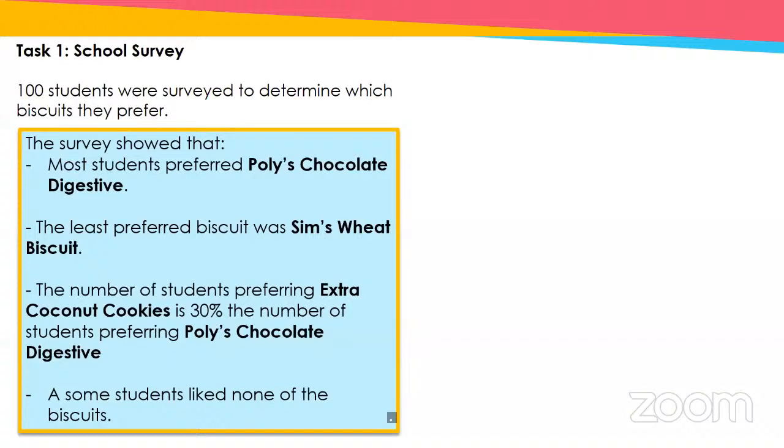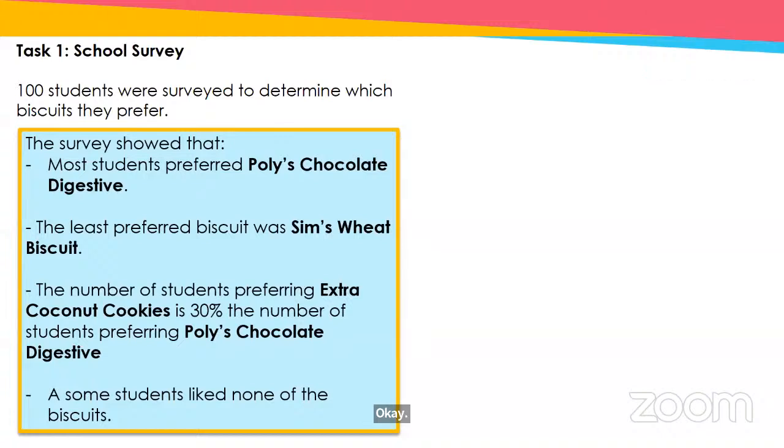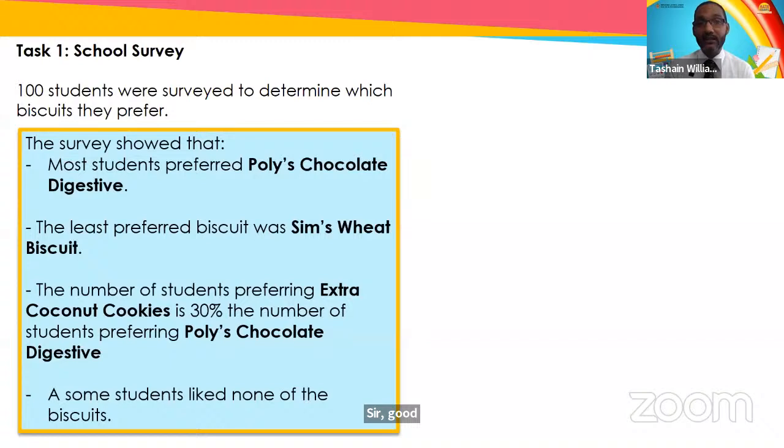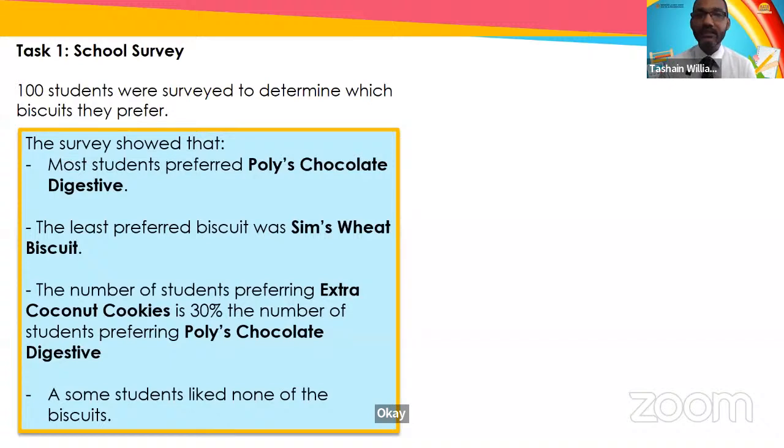Survey. When you ask a series of questions. So in a survey, I'm getting bits and pieces from you boys and girls. So in a survey, of course, there are some questions, right? So you know what a survey is, and that is brilliant. So in this survey, I want you to look at these. In the survey that you conducted, most students preferred Polly's chocolate digestive.